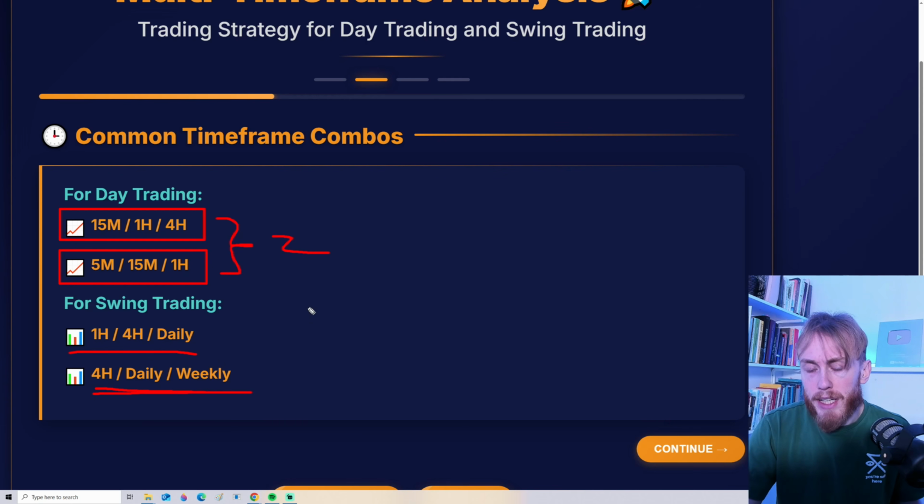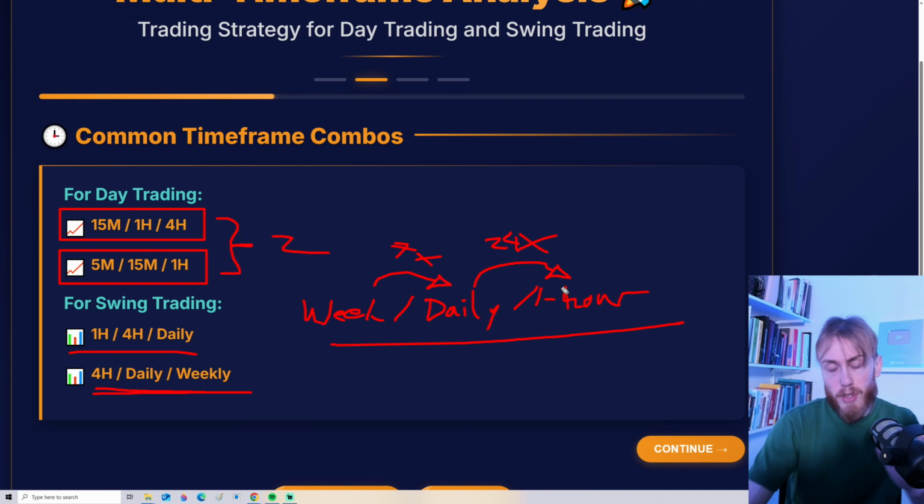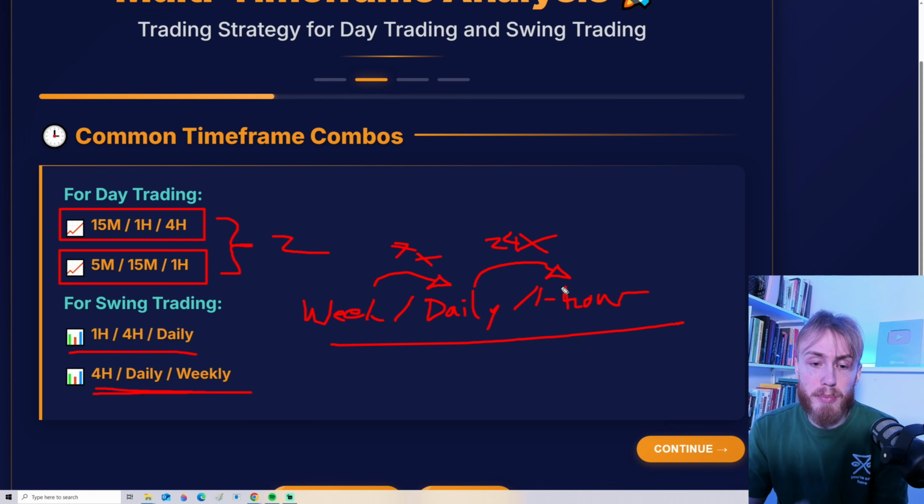Another combination that is not as common is to start on the weekly, go down to the daily, and then go all the way down to the 1 hour time frame. This is actually a combination I will show you guys later in this video. And many traders will probably say that this one is not that good, because from the weekly to daily, this is a step of 7, but from the daily to 1 hour, this is a step of 24x. And most of the time you want the step between the time frames to be the same.